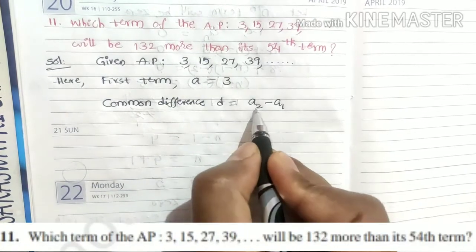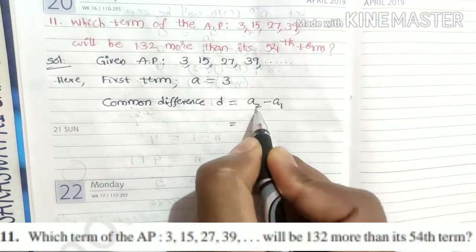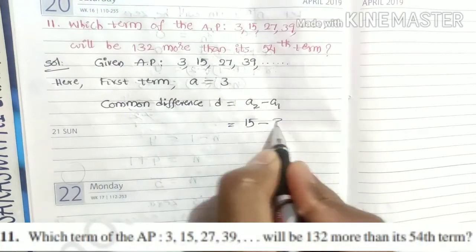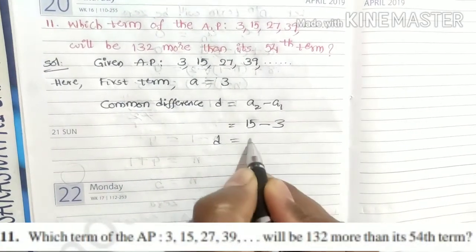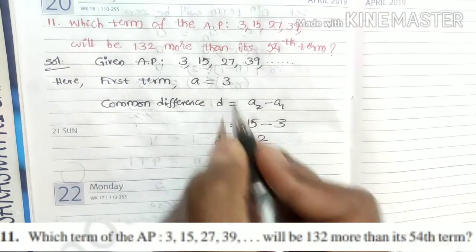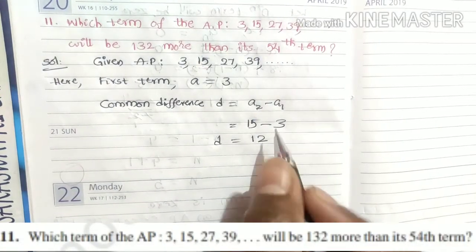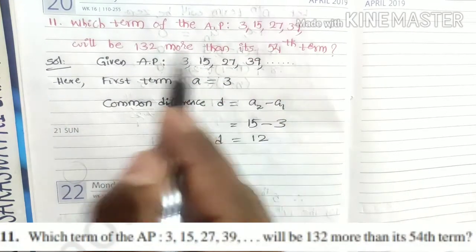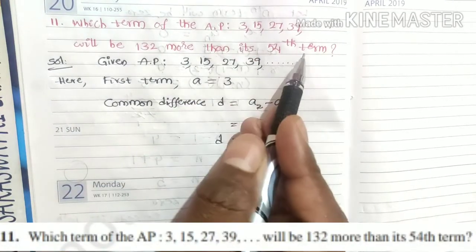Common difference d formula is a2 minus a1, that means second term minus first term. The second term is 15 minus the first term 3. 15 minus 3 is 12. You got the value of a is 3 and d is 12. Now go to the question. Which term of the particular AP will be 132 more than its 54th term?